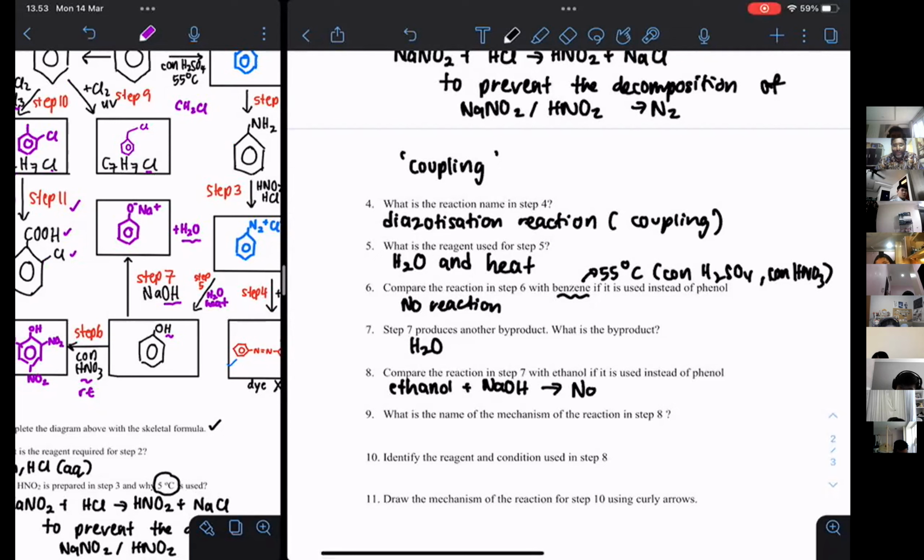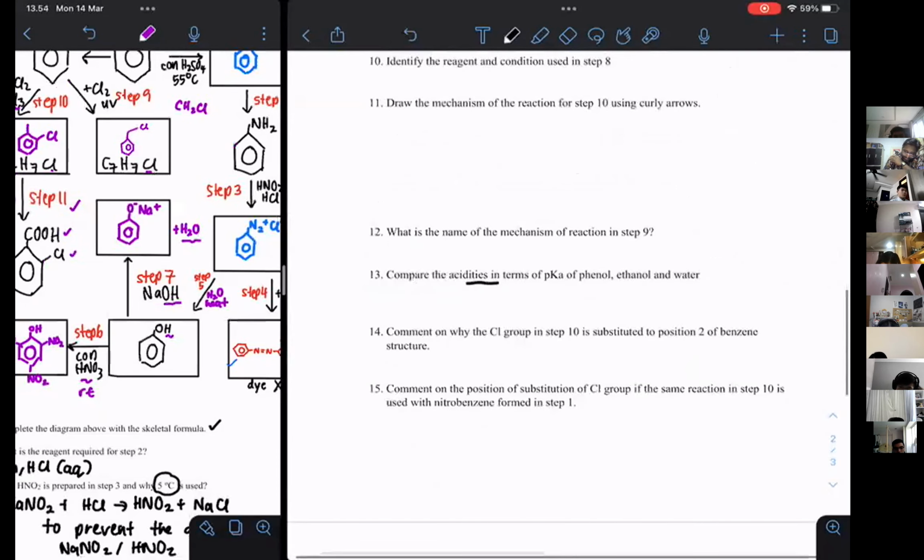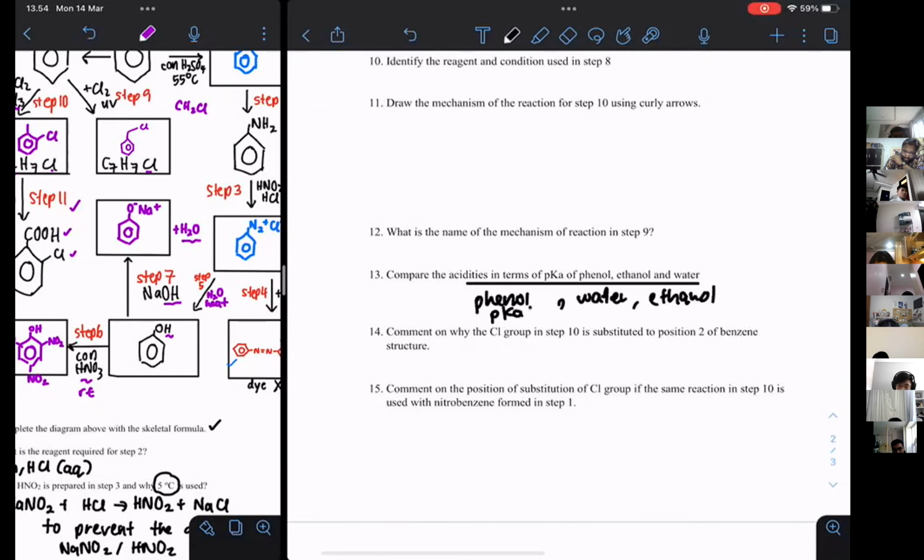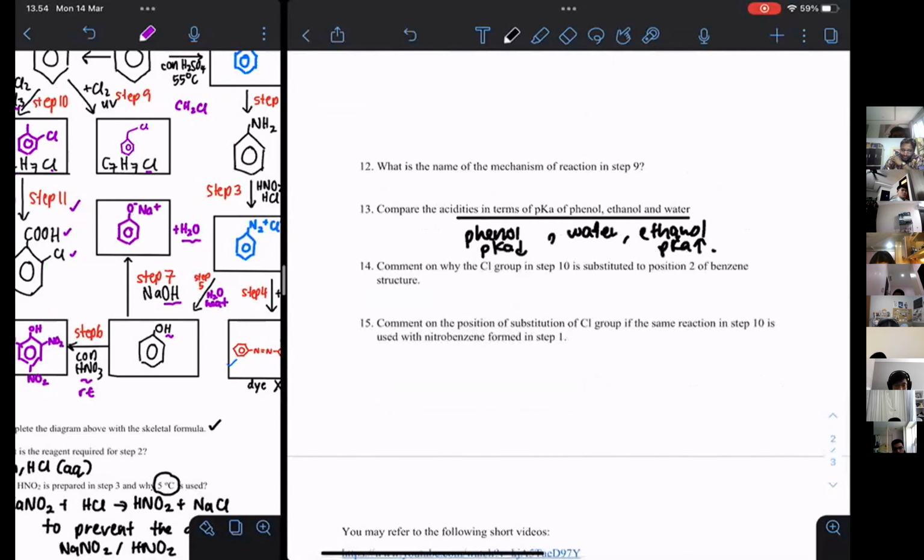Ethanol will only react with sodium. So ethanol is not acidic enough to react with sodium hydroxide. Please remember this. So no reaction, no reaction. But phenol, it is acidic enough. And then we compare, I think there is going to be this part, the acidity in terms of pKa. So which one is more acidic? Phenol, and then followed by water, then followed by ethanol. You need to know why. So the pKa over here is low, pKa over here is high. So you need to tell for phenol why pKa is low.